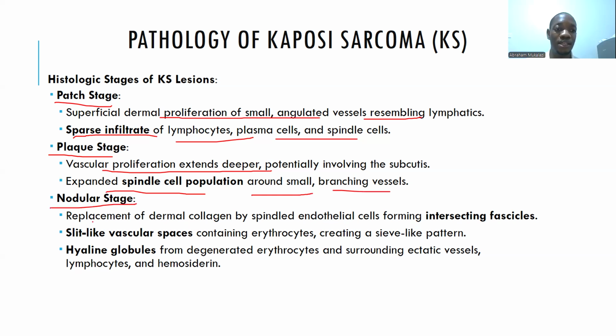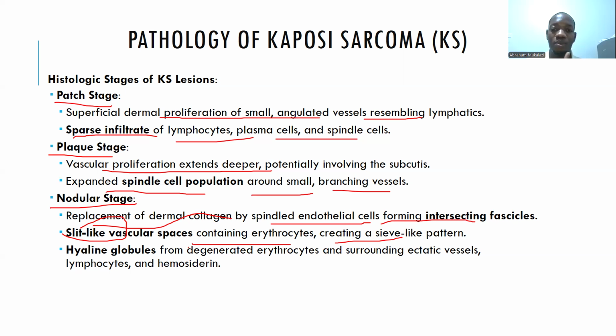Then in the nodular stage, you have replacement of even the dermal collagen with the spindle cells, and this can form intersecting fascicles, and then you have your slit-like vascular spaces containing the red blood cells, creating a sieve-like pattern that you usually see in Kaposi sarcoma.